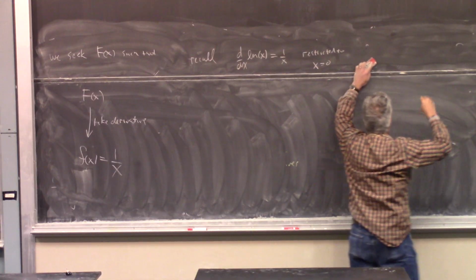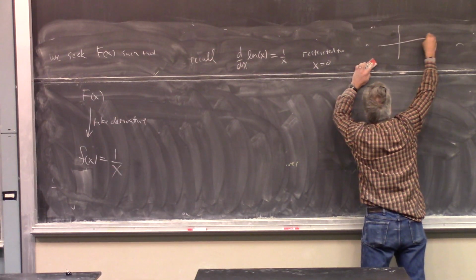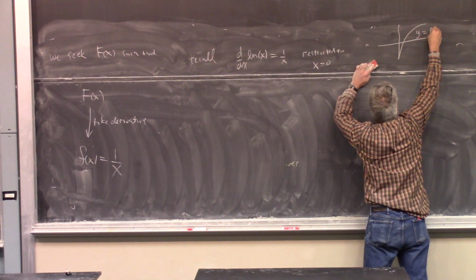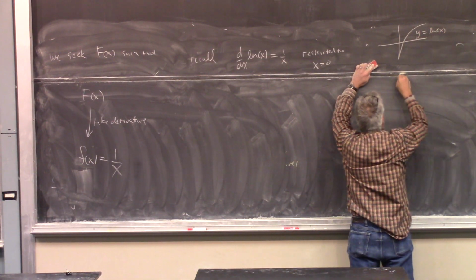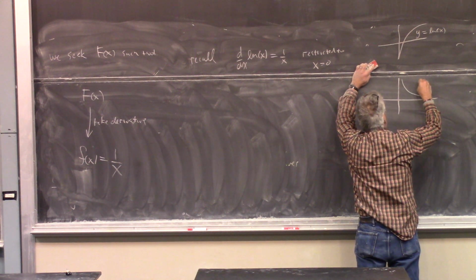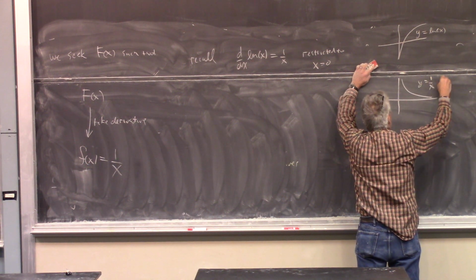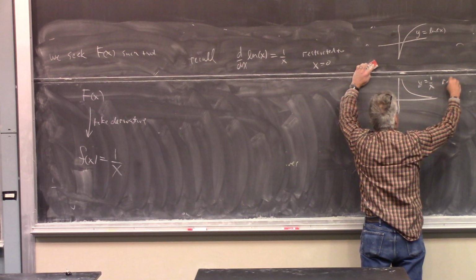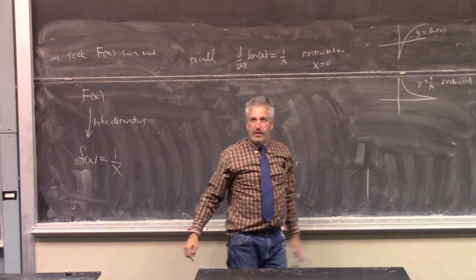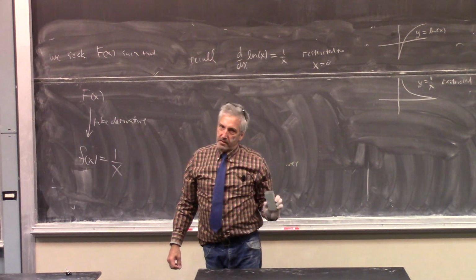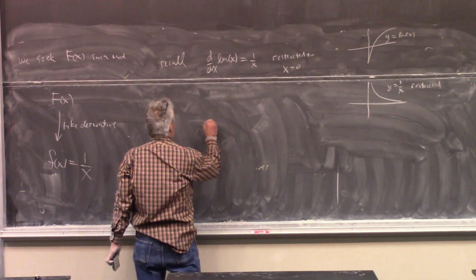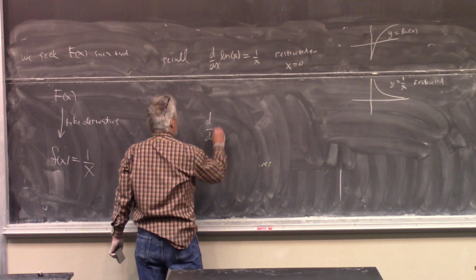So I had a picture of this I did a while back when we were discussing this. This is the graph of y equals ln of x. And here's a graph of y equals 1 over x, restricted. It's just the right side of the 1 over x graph. This is one of those things that confused the heck out of me when I was in calculus as a student.